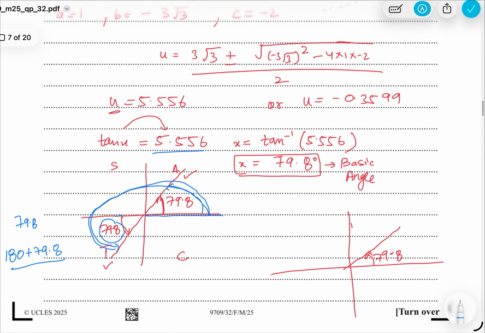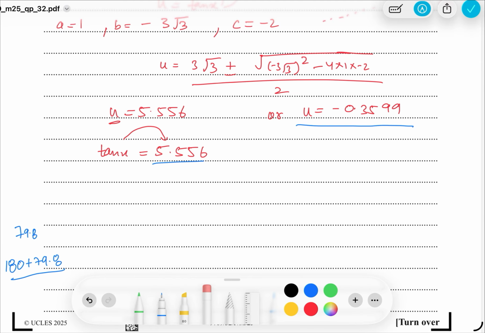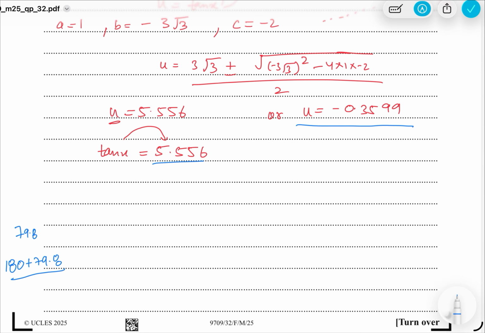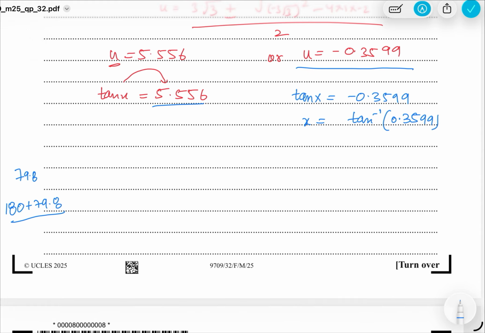The same way, we will try to calculate from this one as well. Okay, let me erase this part now. Common mistake is done over here only. So try to understand this very carefully. So 10x equals to negative 0.3599. X equals to tan inverse. Never put negative in the calculator. I've told you, never put negative. Okay, because I said so. X equals to tan inverse of this, and you will get the value of x as x equals to 19.8.